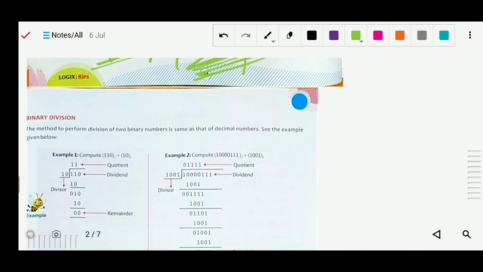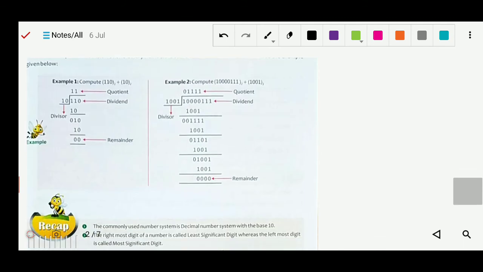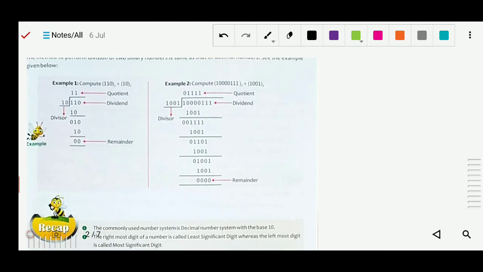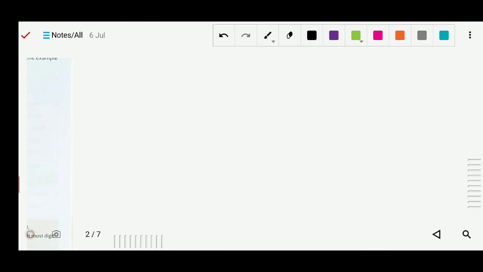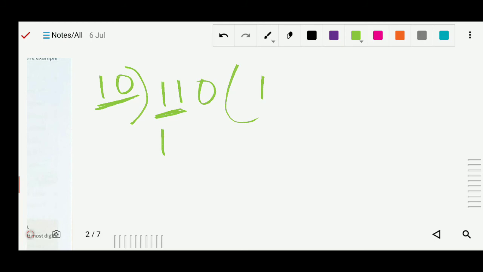Next is your division. It is quite the same as your usual division, but what is the difference? Just see here. We divided by 10, 10 one time 10. I will solve it here, then you will understand better. 10 divided by 110: see, two digits are there. I will take the two digits here. One time, so one time 10.